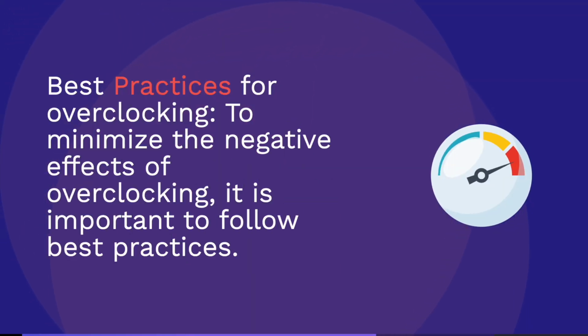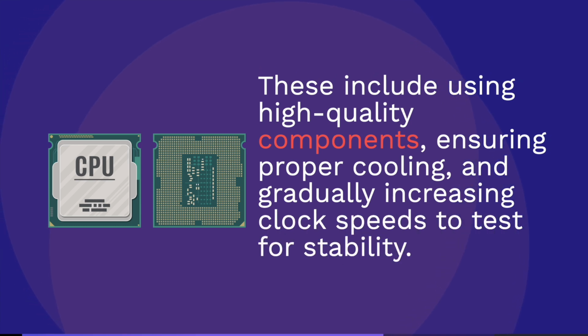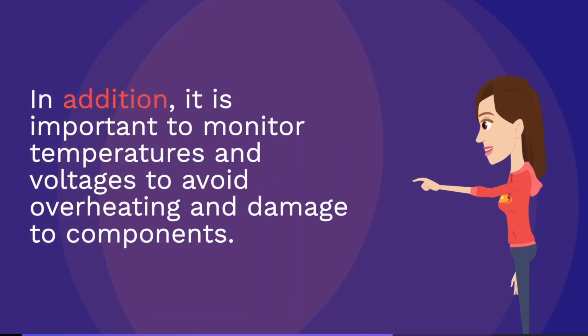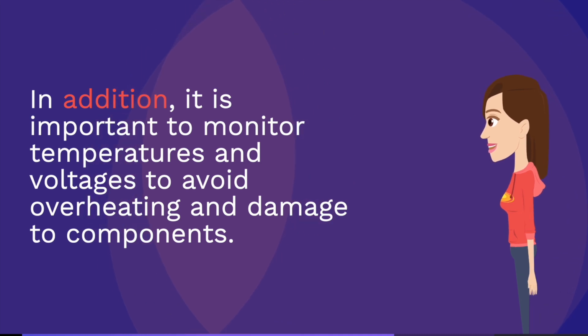Best practices for overclocking. To minimize the negative effects of overclocking, it is important to follow best practices. These include using high-quality components, ensuring proper cooling, and gradually increasing clock speeds to test for stability. In addition, it is important to monitor temperatures and voltages to avoid overheating and damage to components.